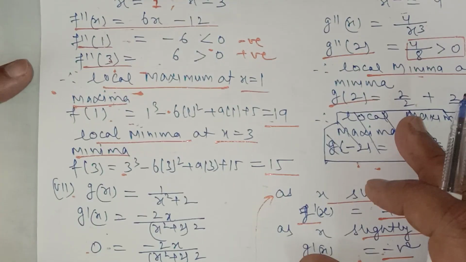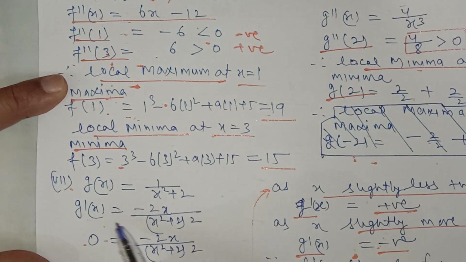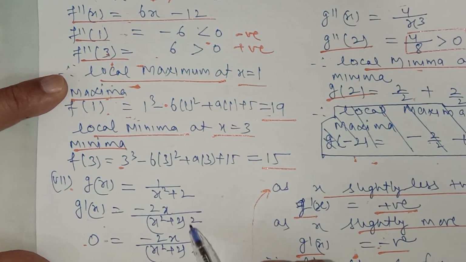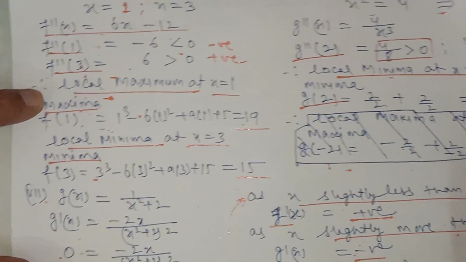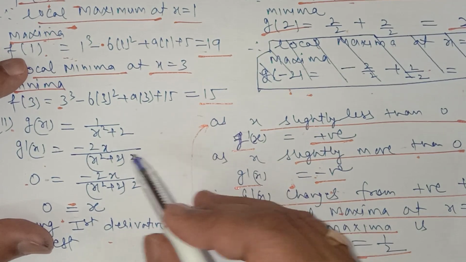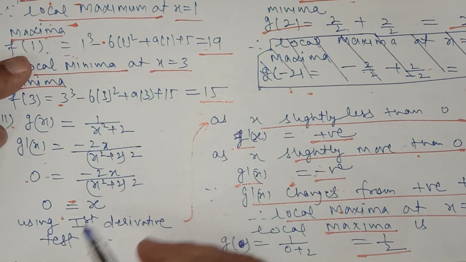Now similarly, in the seventh part, we have 1 upon x square plus 2. Find its first derivative, which is minus 2x upon (x square plus 2) whole square. You know how to find the derivative; you use the quotient rule. To find its maximum and minimum, put the derivative equal to 0, so the value of x comes out to be 0.